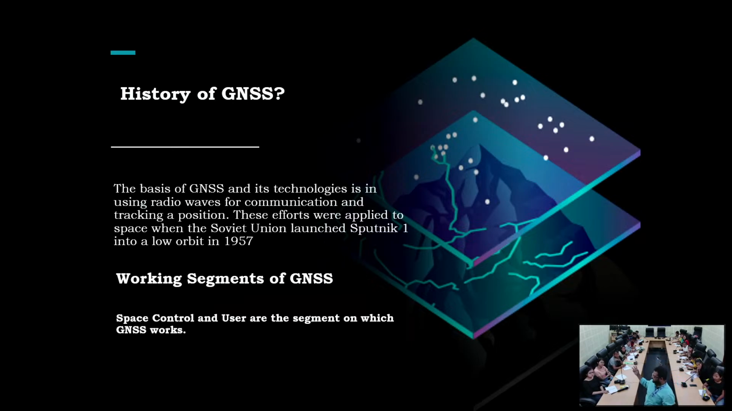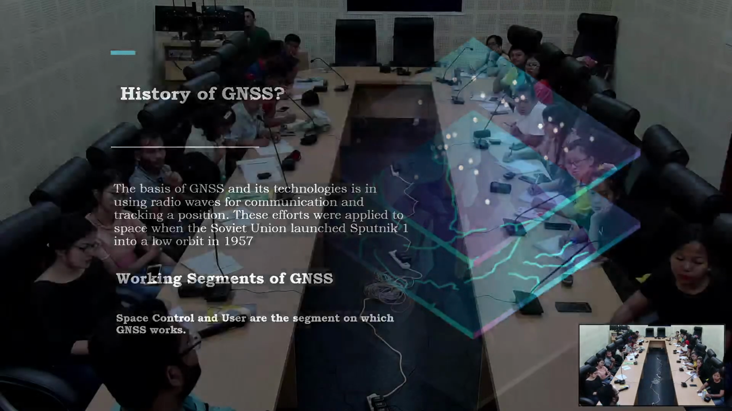Then there are three basic segments in GNSS: space segment, control segment, and then user segment. What is the user segment? Can anyone tell me? I am not asking about space or control, I am just asking about the user segment. In GPS or GNSS, what is the user segment? Yes, the people who are using it are called the user segment.